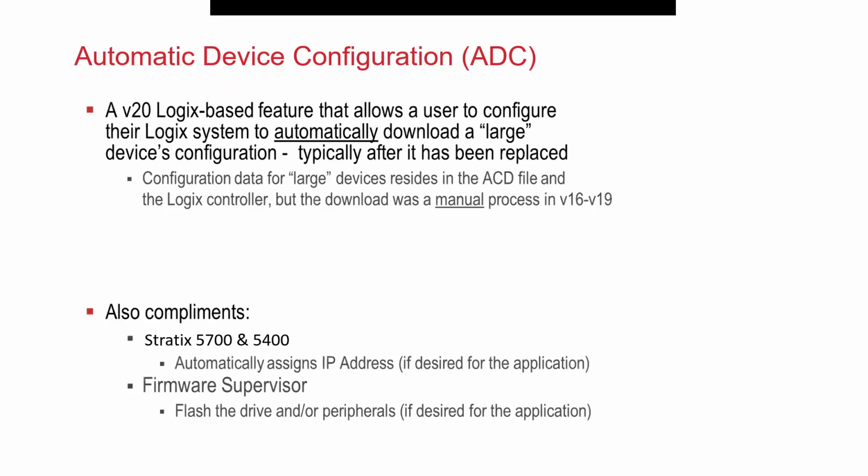But before version 20, that process was manual. So in other words, if you did have a drive failure, you would have to replace the drive, of course, and then you would use your Studio 5000, or back then our Logix 5000 software, and you would have to manually download the configuration file to the controller. With automatic device configuration, now that's all automatic. All automatic, especially, and I'll show you here in a little bit, if you're using, where you see also complement, Stratix 5700 and 5400 switches. We use those to automatically assign the IP address to the drive.